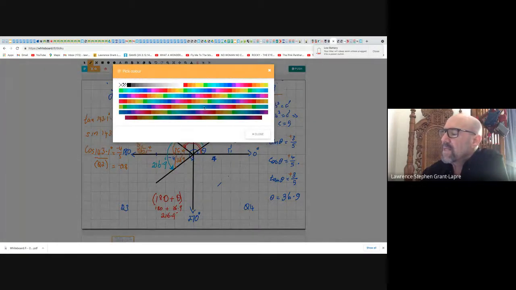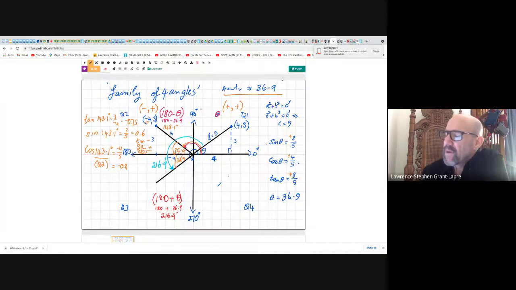Well, let's look at what sine of 216.9 degrees is. And let's look at cos of 216.9 degrees. And let's look at tan of 216.9 degrees. You can use a calculator. I'm going to use the triangle. Opposite is -3, adjacent is -4, hypotenuse is still a length of 5.